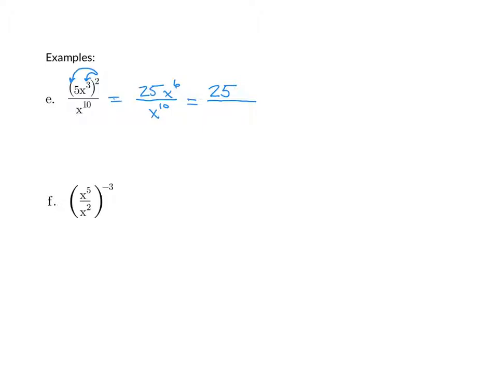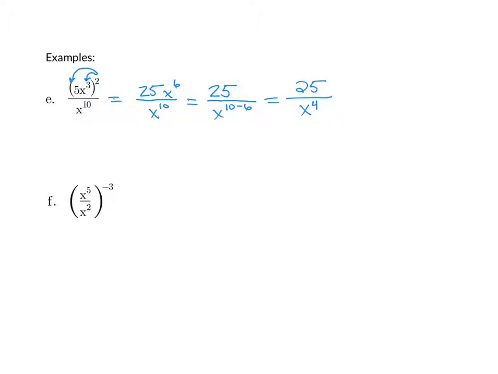For our x's, we want to decide which one do I want to move. Do I want to do 6 minus 10, or do I want to do 10 minus 6? Since the 6 is smaller, I'm going to move it to the bottom. So we get x to the 10 minus 6 on the bottom. Simplifying this completely, we get 25 over x to the 4th. And we're done with that problem.